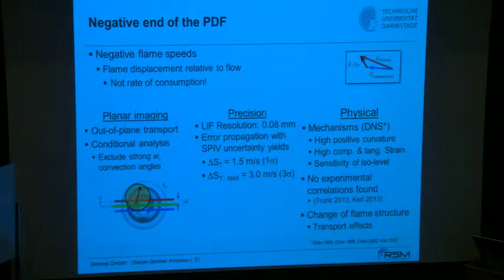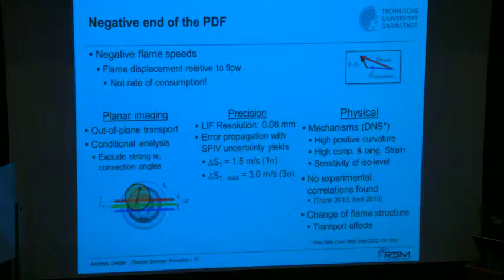And so, of course, we tried to do similar things that people have done with the DNS data and tried to correlate that with high positive curvature, tried to correlate that with high compressive and tangential strain, and as well looked into the sensitivity of the ISO level using different distances where the PIV has been taken. But for a reason which is still not clear yet, we couldn't find the same results as for the DNS, because they have found some correlations to these quantities, which I understand, but in the experiment we couldn't find that.